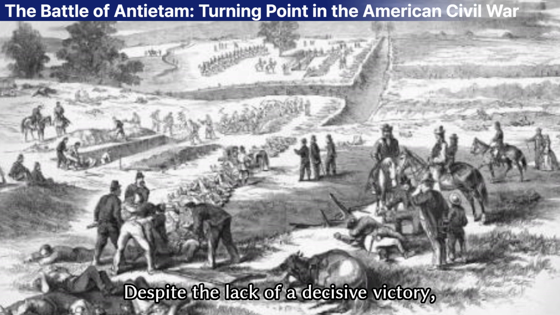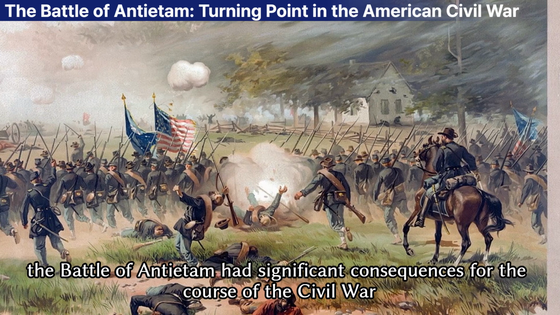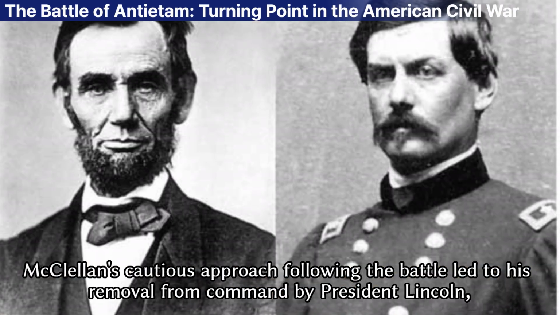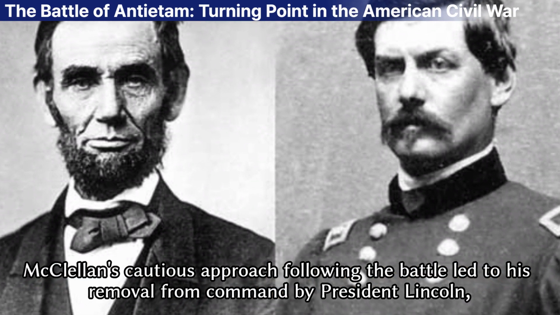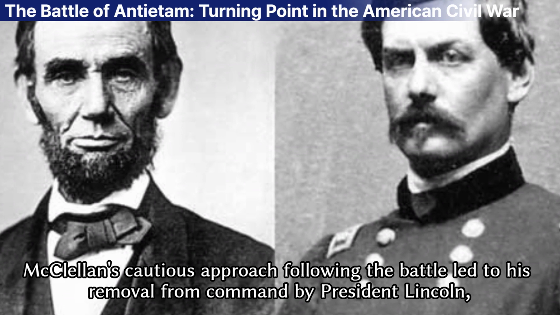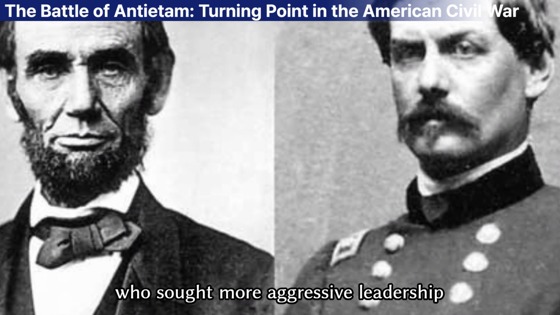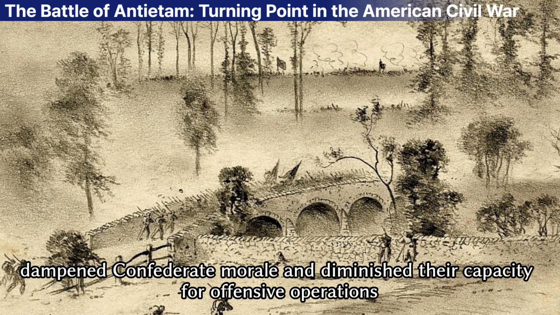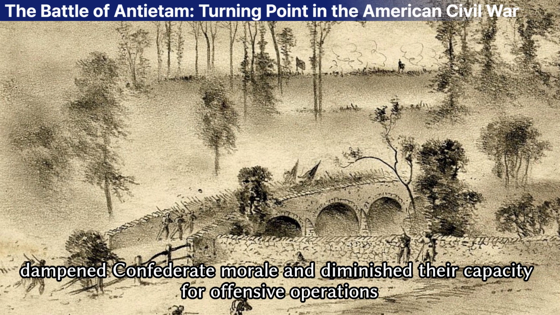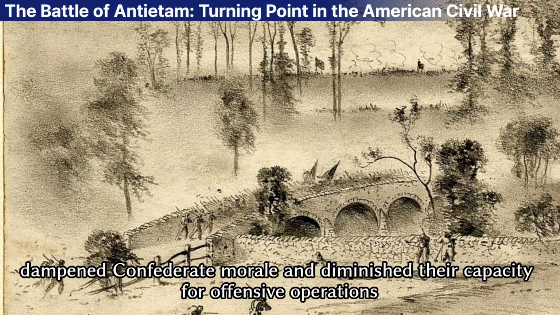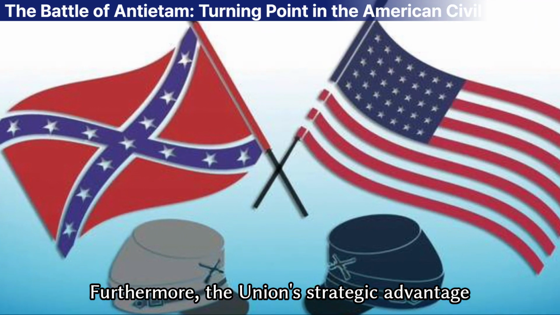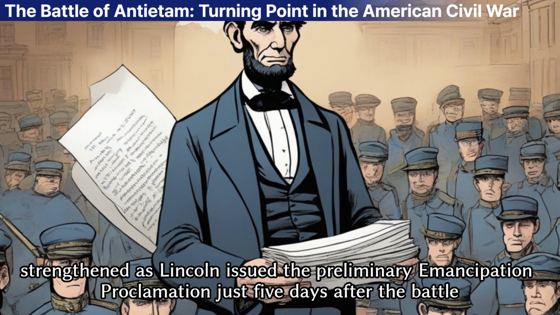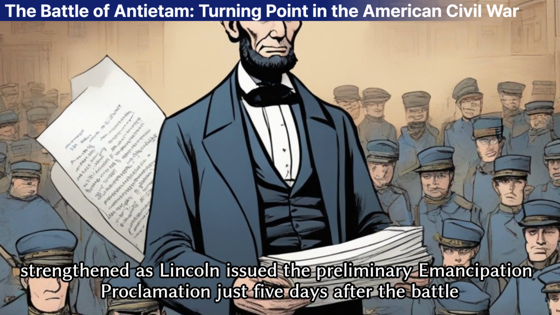Despite the lack of a decisive victory, the Battle of Antietam had significant consequences for the course of the Civil War. McClellan's cautious approach following the battle led to his removal from command by President Lincoln, who sought more aggressive leadership. The tactical draw at Antietam dampened Confederate morale and diminished their capacity for offensive operations. Furthermore, the Union's strategic advantage strengthened as Lincoln issued the preliminary Emancipation Proclamation just 5 days after the battle.